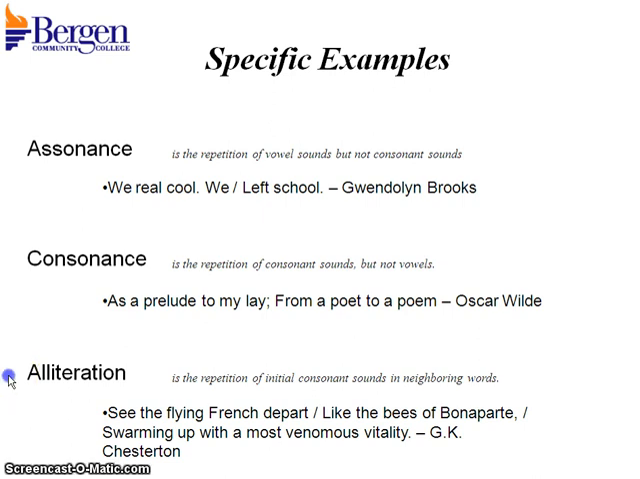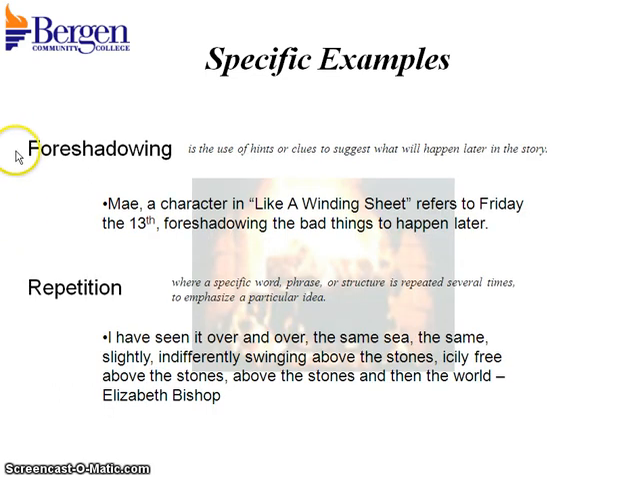And then the last one on this slide is alliteration. Alliteration is the repetition of the initial consonant sounds, and the words have to be next to each other or very close to each other. "See, the flying French depart, like the bees of Bonaparte, swarming up with the most venomous vitality." What initial consonant sounds do you see being repeated? Probably the F sound, the B sound, the V sound, right? So that is alliteration.